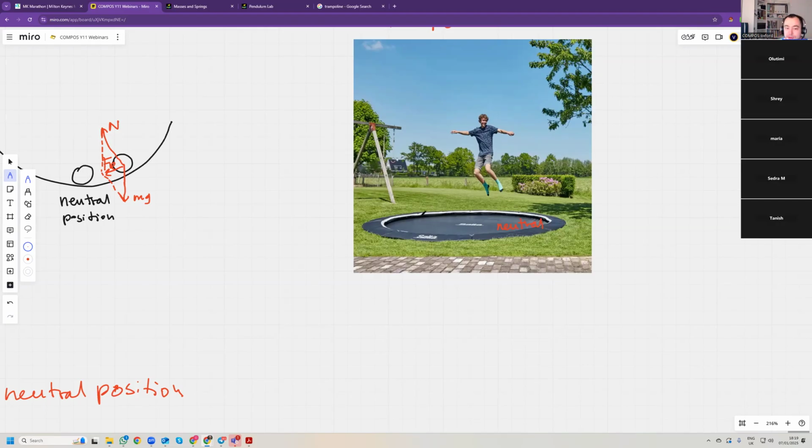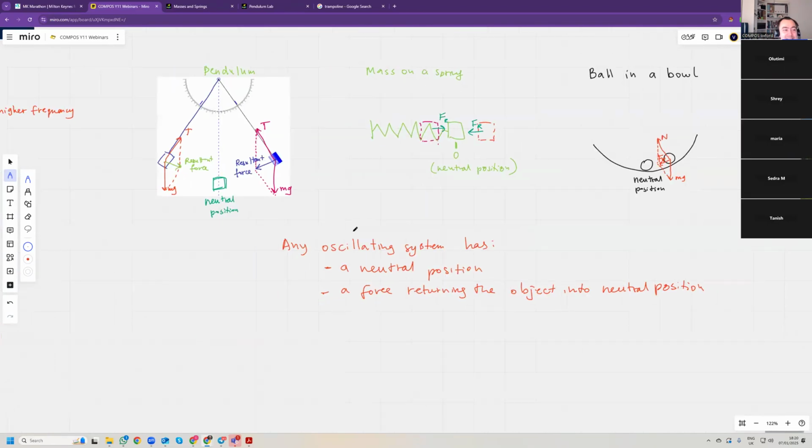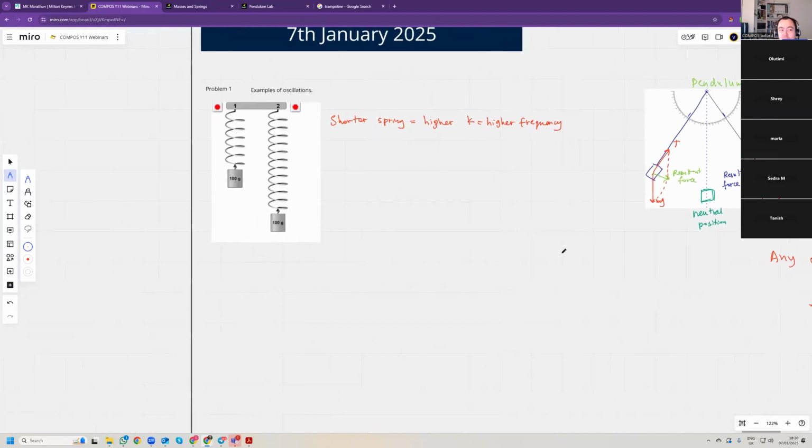Now, if you move down, the elastic of the trampoline pushes you back. So there is a resultant force. If you shift down, there is a resultant force pushing you back to the top. And if you're in the air, there's gravity pulling you down. So there is a returning force trying to get you back to the neutral position. So you kind of swing. You go down, you go past the neutral position, back and forth. So that's what oscillations are.